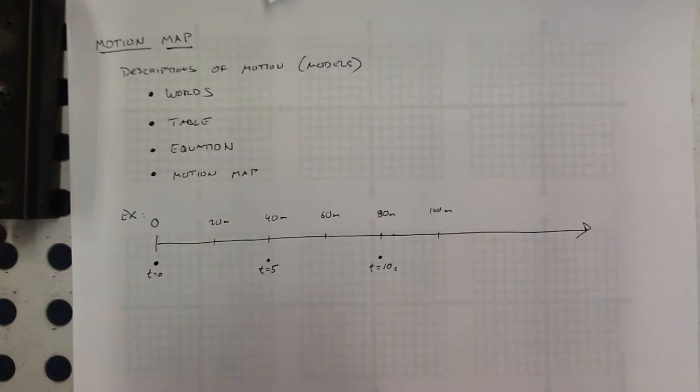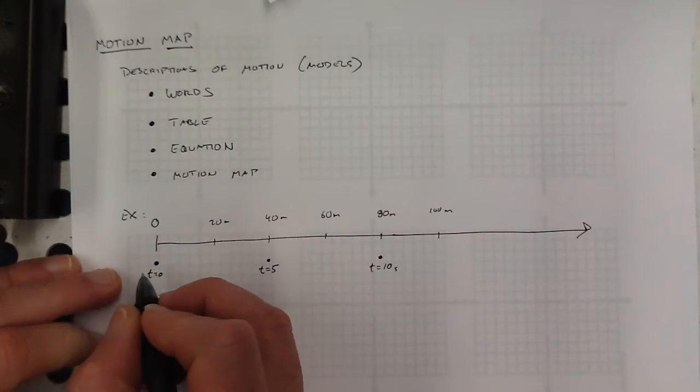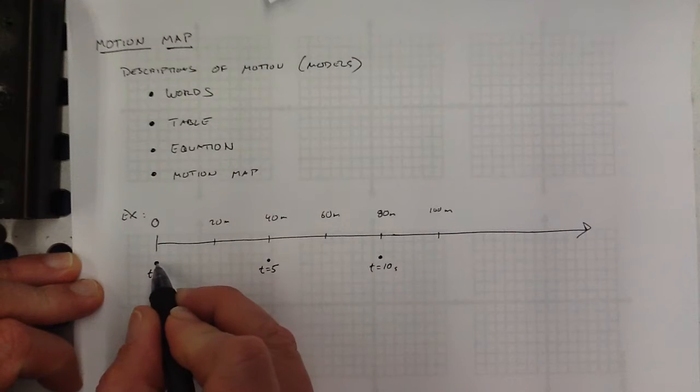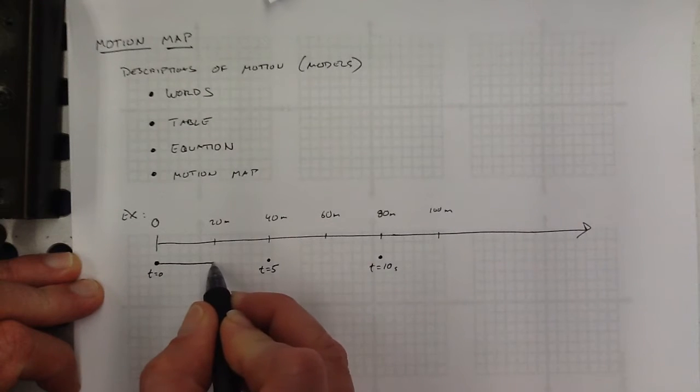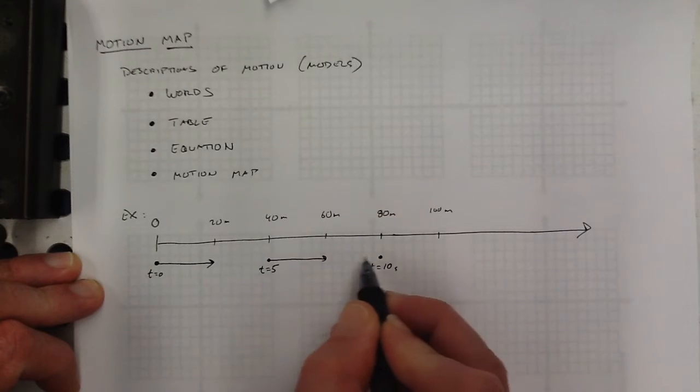The other thing we're going to do when we make a motion map is, when we have this kind of separation of the dots, in other words, when something's moving, we're going to extend in the direction of motion a line that goes halfway to the next point.